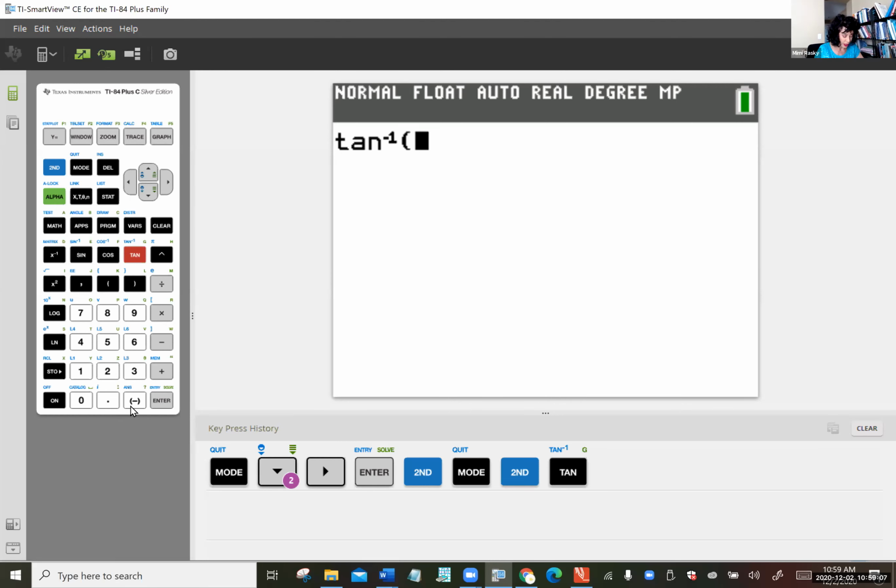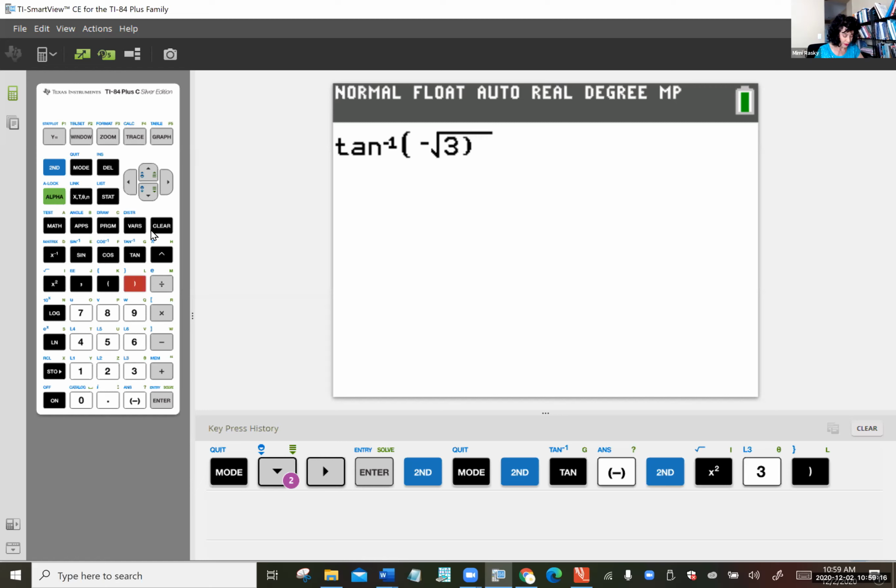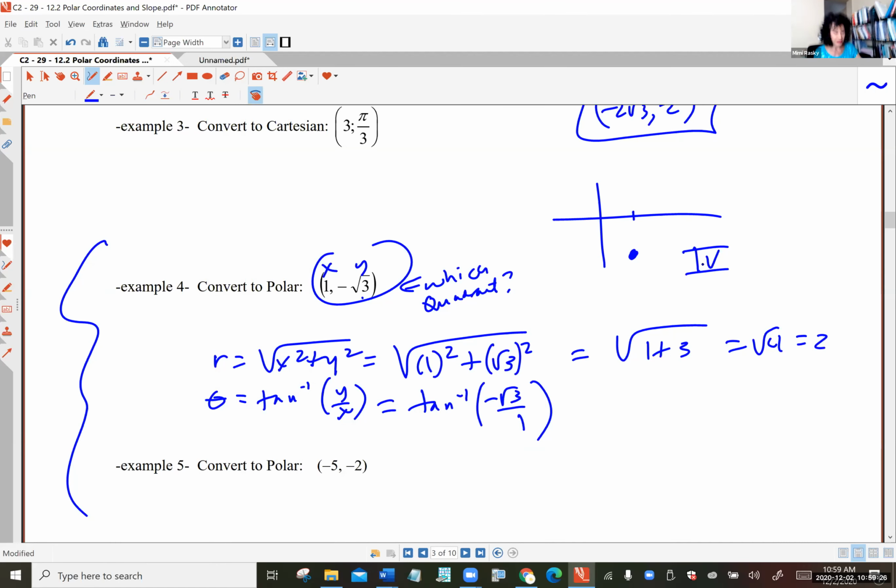And I go, okay, negative square root of 3 divided by 1. So I don't really care about that. So just hit it. Okay, let's see what happens. Negative 60 degrees. Yep. Okay, fine. So then what? Well, negative 60, I believe, is negative pi thirds. So you're like, okay, what's the final answer? Our final answer when we put this together as r comma theta is going to be 2 comma negative pi thirds. Fine. And you're good.